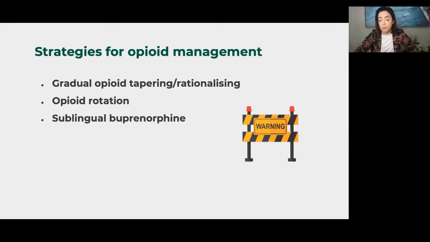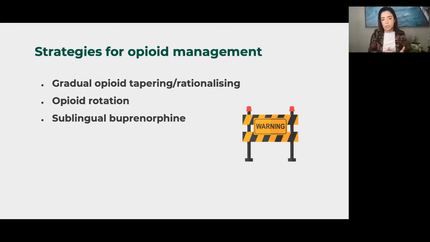For gradual tapering plans, I would never reduce someone's opioid or oral morphine equivalent by more than 10 milligrams per week at maximum. I usually do it over 1 to 4 weeks, depending on the person. Rationalization is more about looking at patients or clients who have been on multiple different opioids, and rationalizing to one particular opioid for chronic pain. Opioid rotation is also a really good strategy if the client is not ready to withdraw or taper altogether from their opioid and cease that medication altogether.